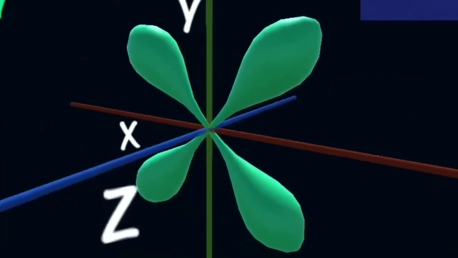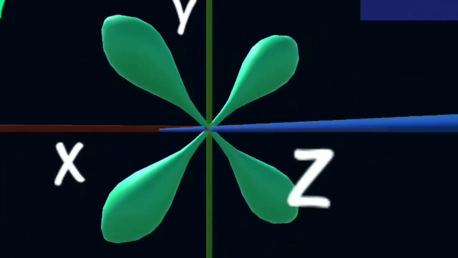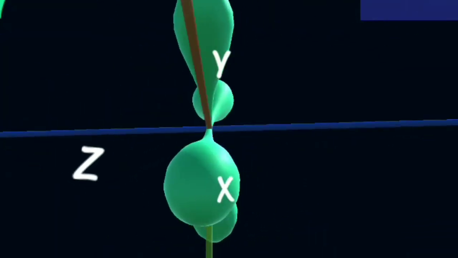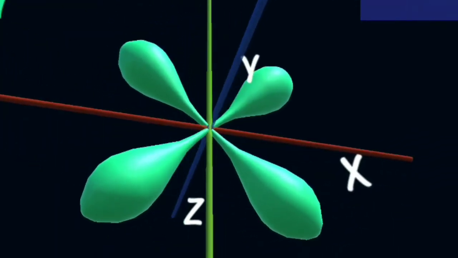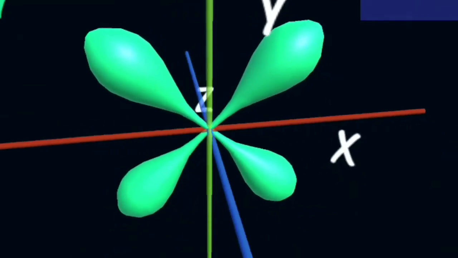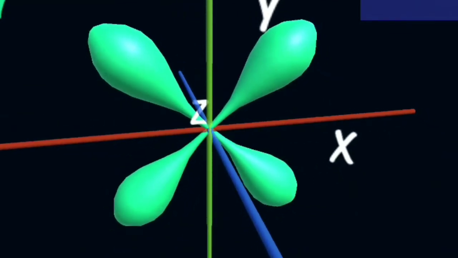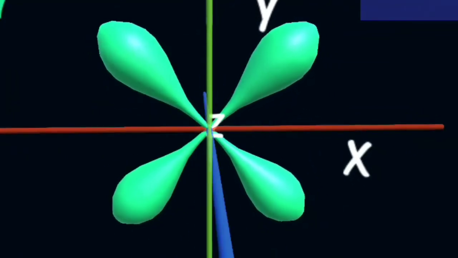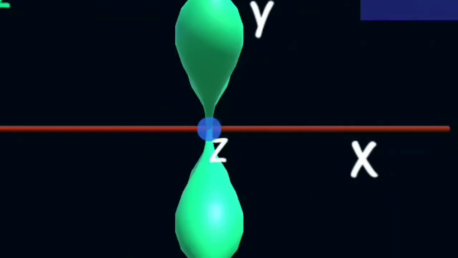So this one is, you can visualize, yes, it is between the x and y axis. So this one is dxy. This is x axis with red color and lobes are between the x and y.